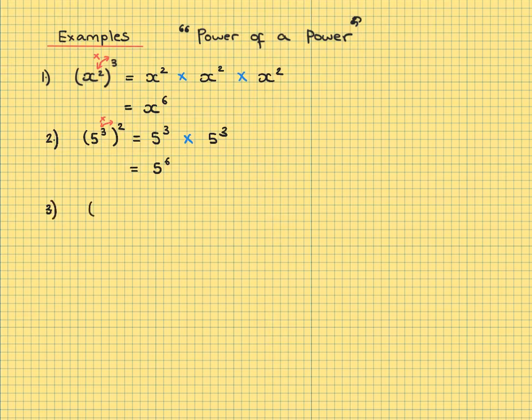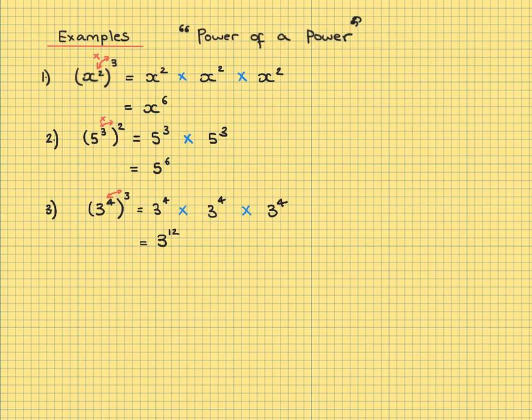So let's try another example. We've got 3 to the power of 4, all to the power of 3. Now, let's predict the answer by multiplying the indices. So that would give us 3 to the power of 12. And let's just check it by writing it out. So that's 3 to the power of 4 multiplied by 3 to the power of 4 multiplied by 3 to the power of 4. And of course, 4 add 4 add 4 is the same as 3 times 4, it's 12. So we've got to our answer.